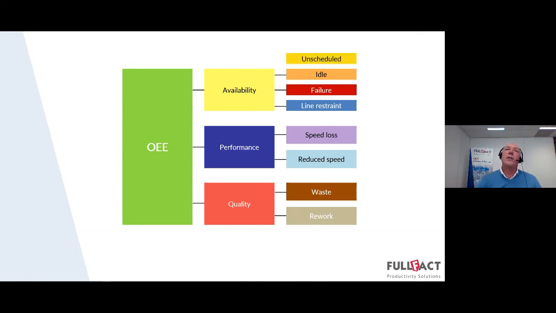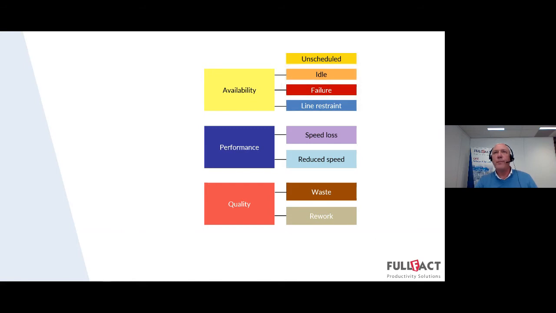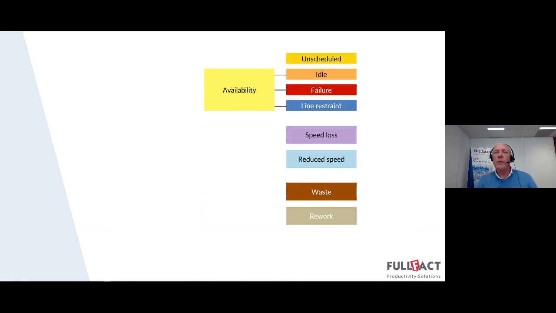The last one is unscheduled. This is when you have no production, no orders, no personnel. In fact, I always say, it's when the factory lights go out and you don't turn the machines on. That's unscheduled. And those four are the main categories for the standstills that the operator has to use to define why the machine is not functioning at its optimum.